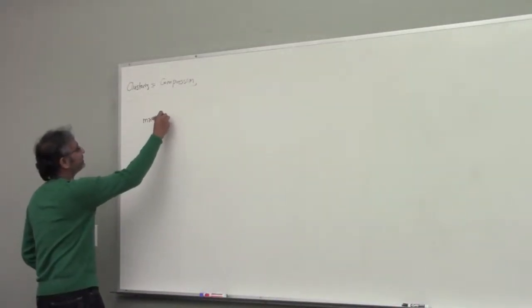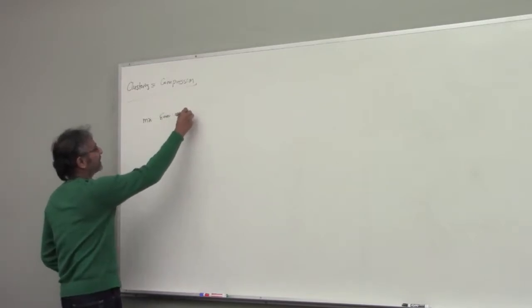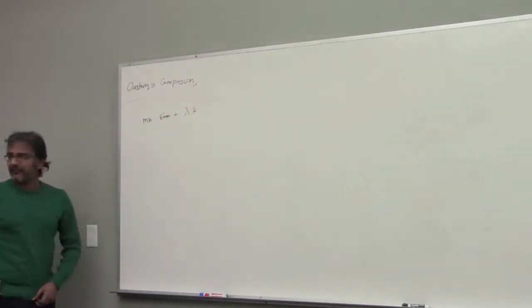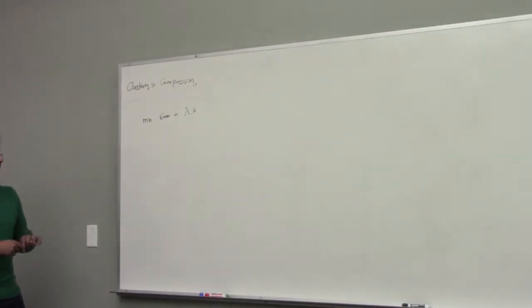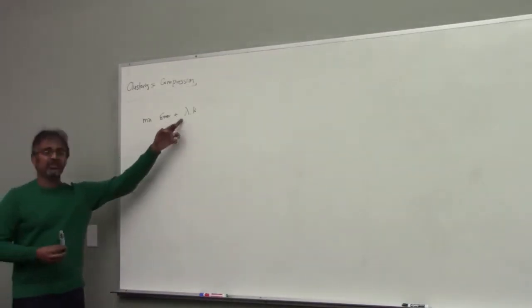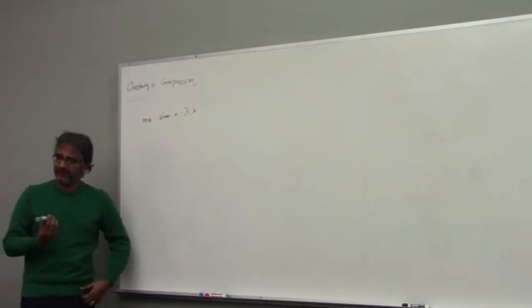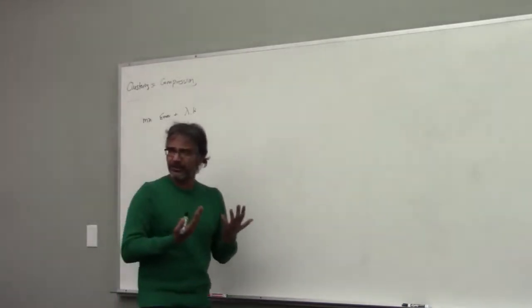some error term plus some constant times k. And if you remember when you looked at the Akaike information criterion and the Bayesian information criterion, this constant changed, but the form of this expression was the same. It is some kind of combination of these two things. Right?